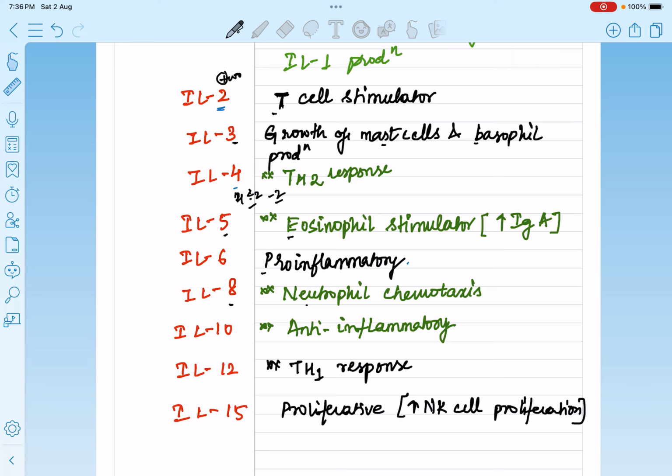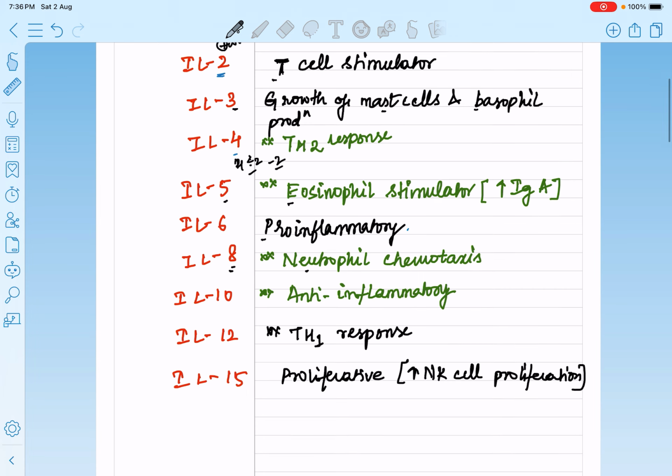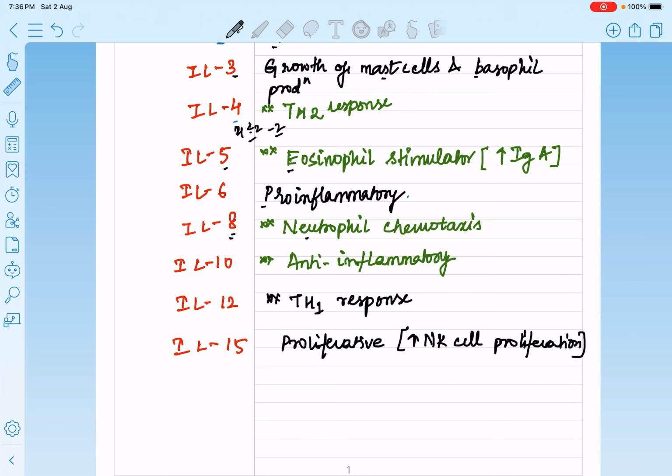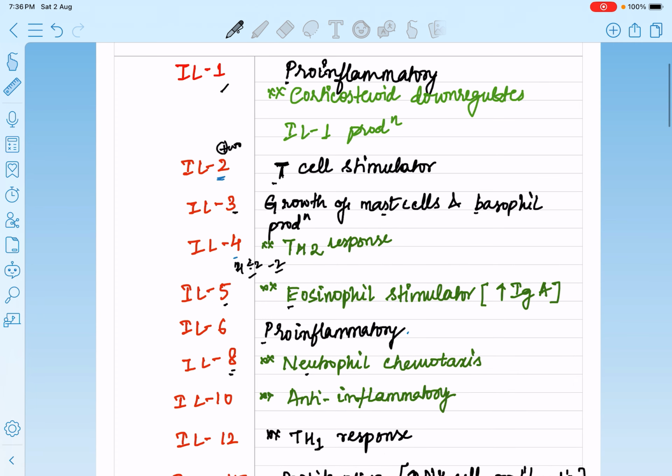IL-8 neutrophil chemotaxis. What does neutrophil do? Goes and causes an inflammation, right? So neutrophil eats the tissues like that. So you can remember IL-8 neutrophil. IL-10, here it is very important because all of it we were talking about pro-inflammation.